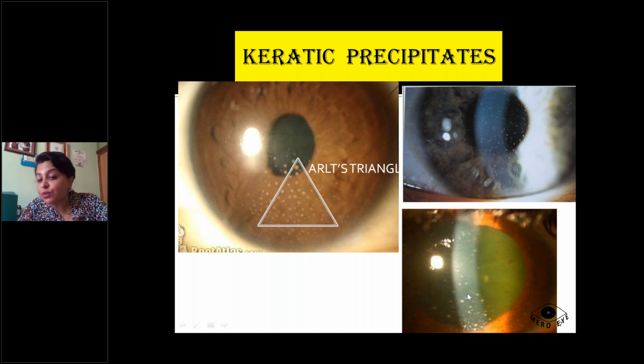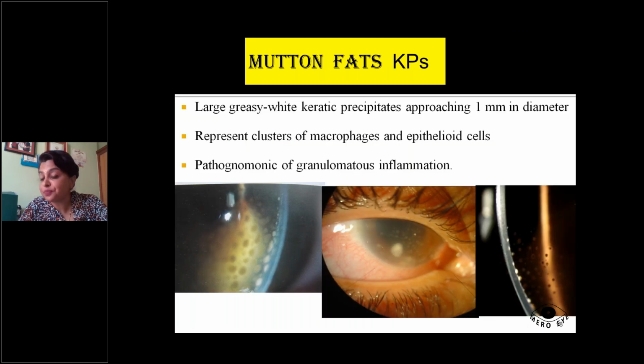And we have to look whether it's a pigmented or a white fresh keratic precipitate. The size of the keratic precipitate is a big concern for us. If they are large, greasy, of more than 1 millimeter size, these are the clues for mutton fat KPs.